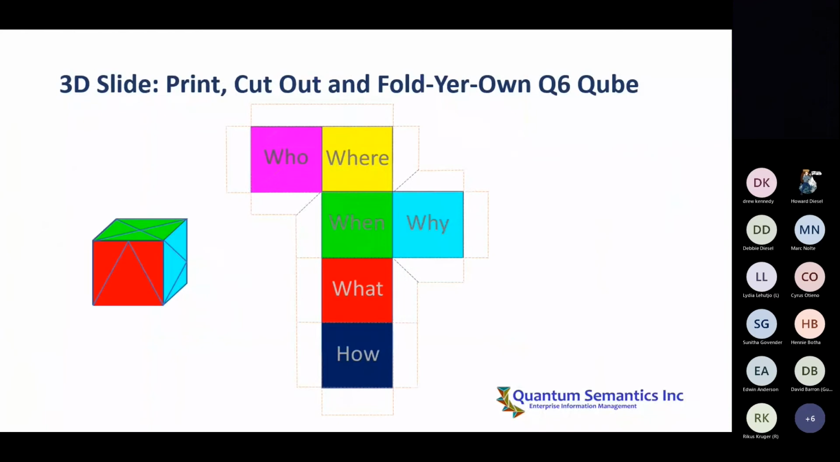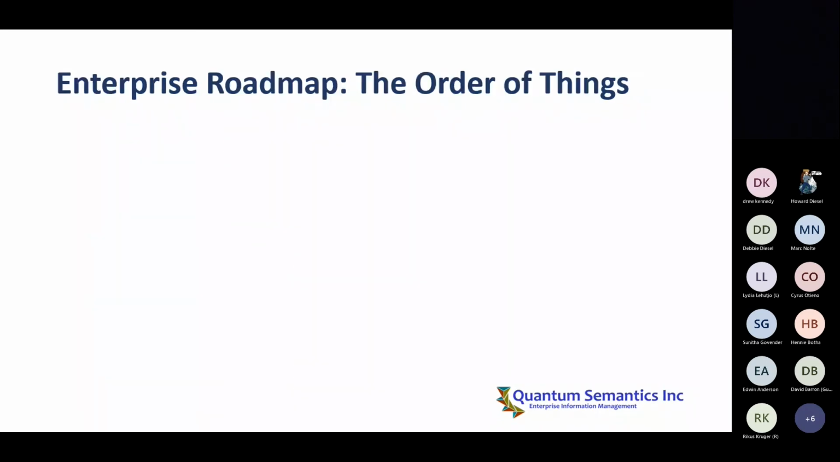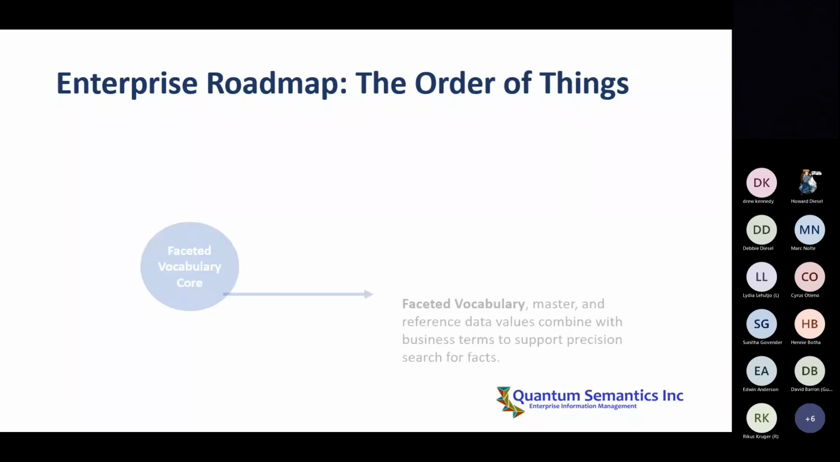As promised in the promotional material, here's your own 3D slide. You can print this, cut it out, and fold your own Q6 cube. I put little dashed lines for everybody who is challenged with scissors, but that essentially folds into this nice little cube. I have one on my desk. So this is a bonus for attending today's webinar. Okay, so this is the roadmap.